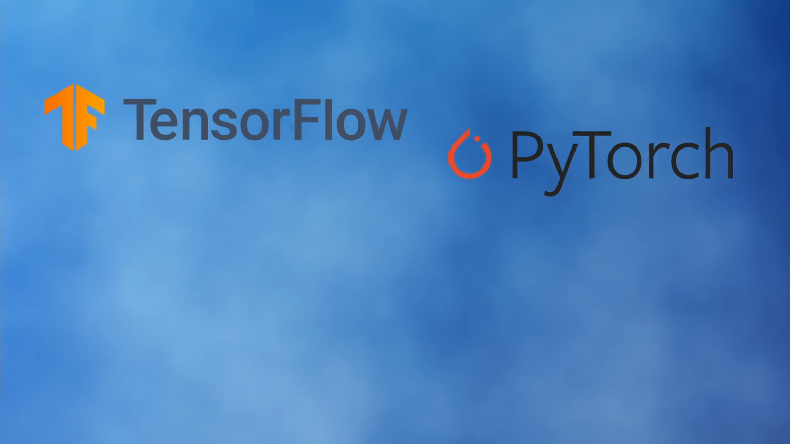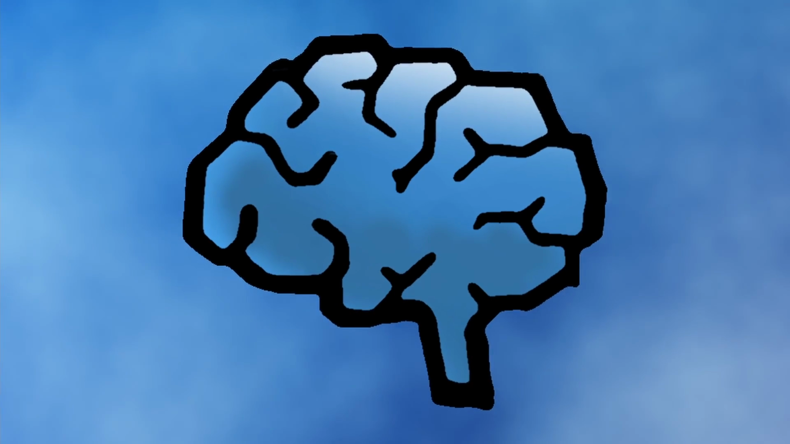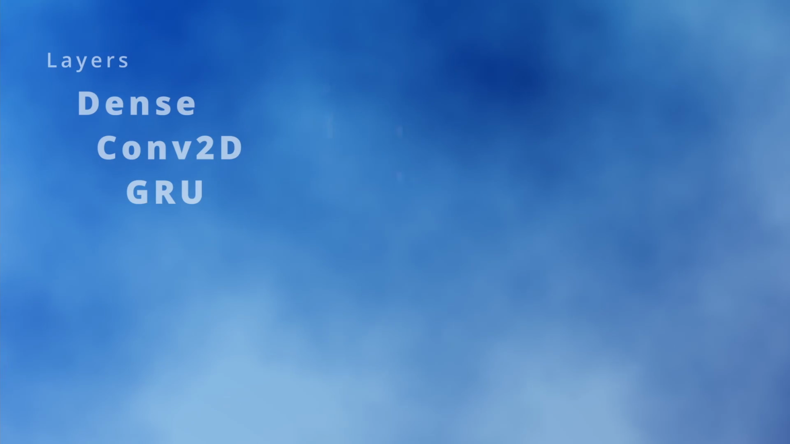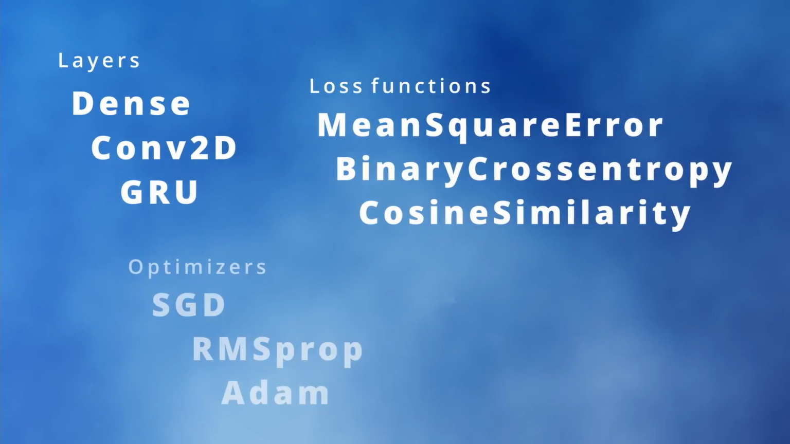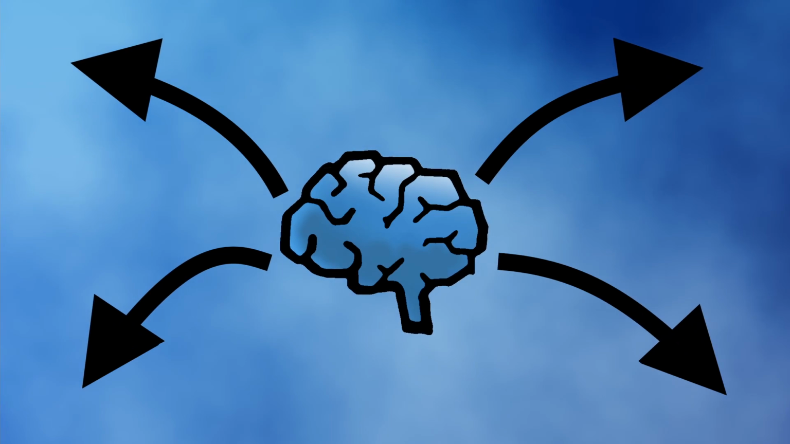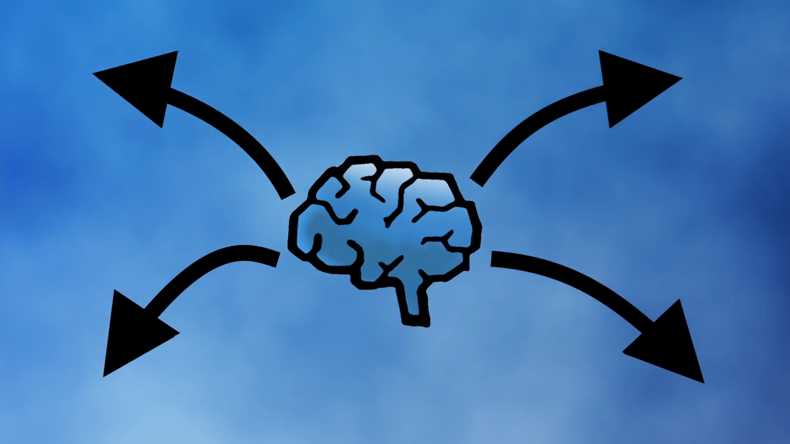There are many machine learning frameworks out there that make it easier to build neural networks. Many frameworks provide features like layers, loss functions, optimizers, training loops, and some even help you deploy your neural network model. But there is one feature that is seldom mentioned.